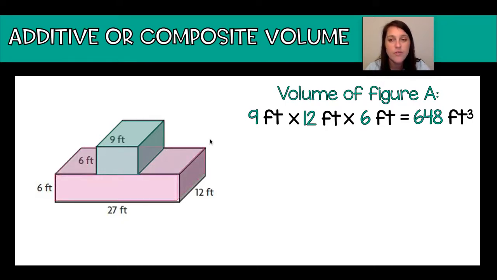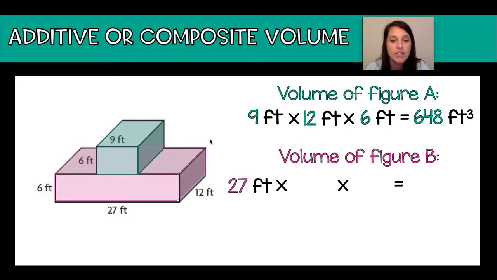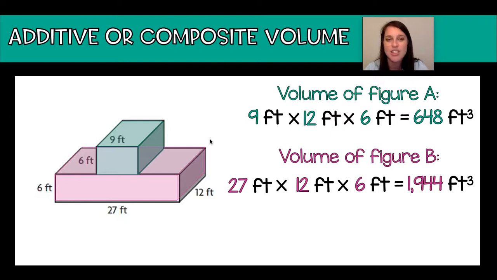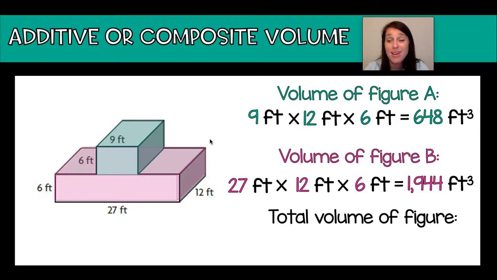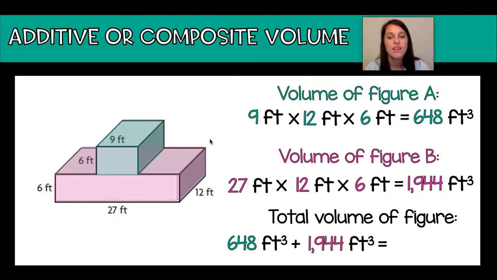Now we've got figure B, or the pink figure. We have a length of 27, a width of 12, and a height of 6. When I multiply that together, I get 1,944 cubic feet. In order to find that composite volume, we need to add those two together. 648 cubic feet plus the 1,944 cubic feet to get a total of 2,592 cubic feet.